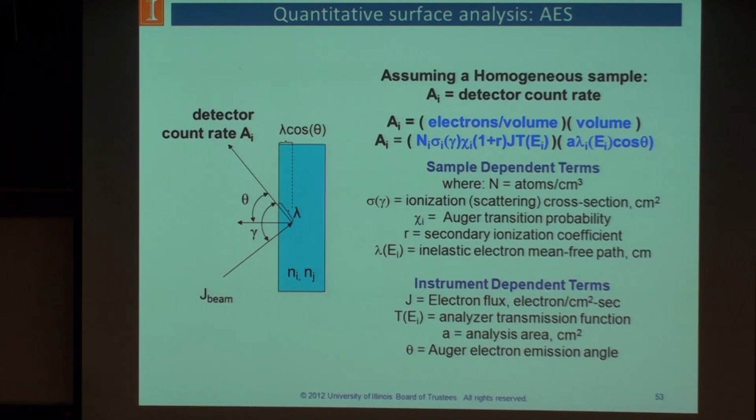And then there's also a parameter known as the secondary ionization coefficient. As you can see, the electrons don't travel very far through the solid before they interact. And those Auger electrons can actually excite other Auger electrons. And so usually, for heavy elements, you'll get an enhancement of Auger signal, just because those Auger electrons are exciting more Auger electrons.